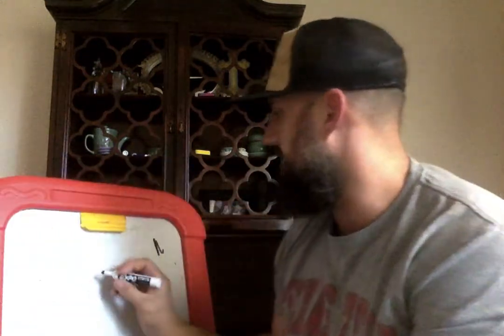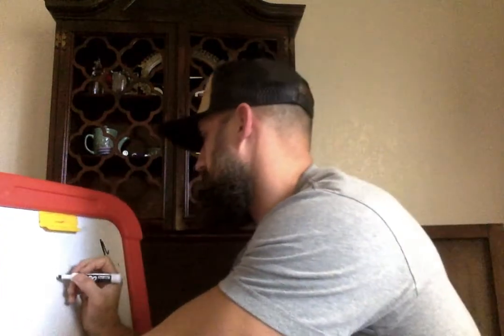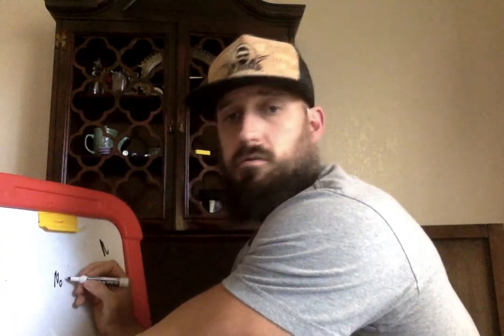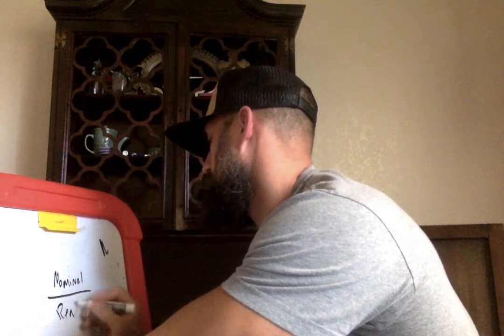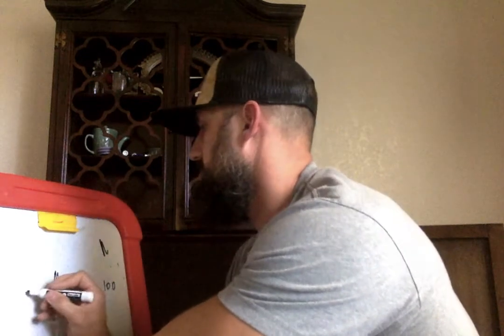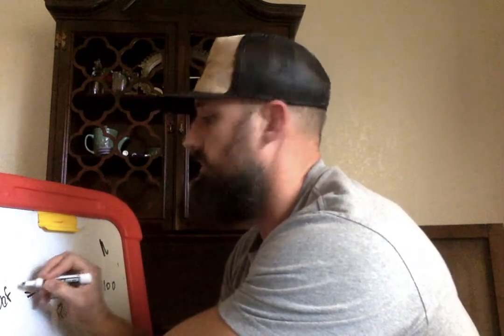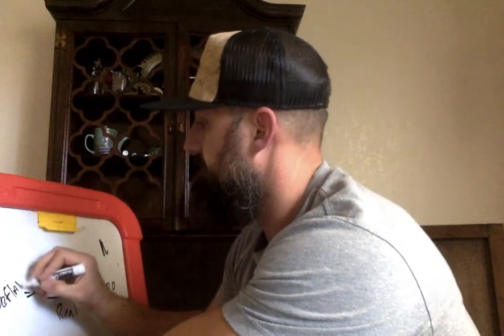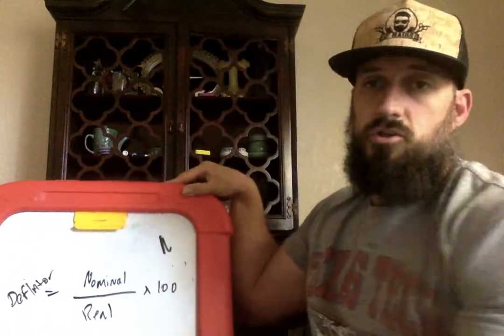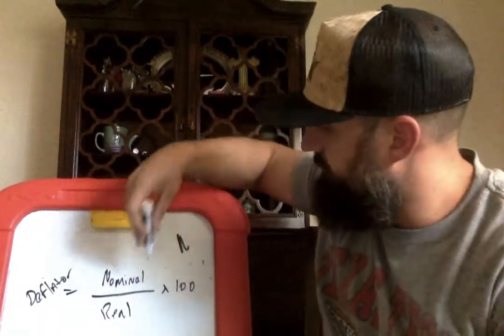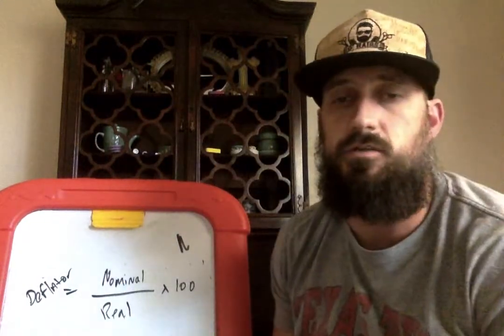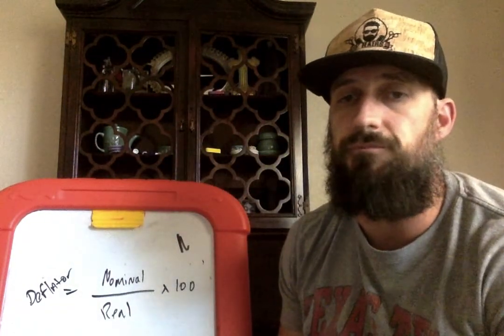So how do we get the GDP deflator? It's very simple. Again, we're going to do a division. We're going to take nominal over real, multiply that by 100, and that's going to equal the deflator. So you take the nominal value, divide that by real, multiply that by 100, and that's going to give you the GDP deflator.